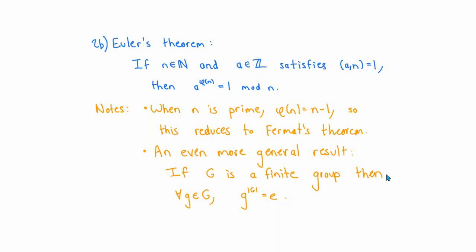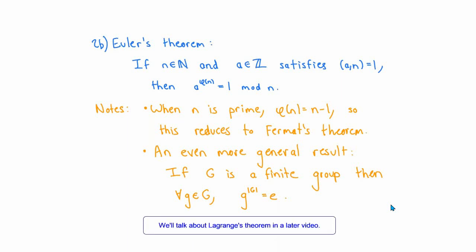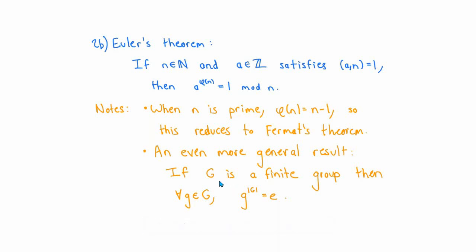This statement is an easy consequence of what's called Lagrange's theorem, which is a theorem that I've mentioned in a previous video. When you apply this statement in the special case when G is the multiplicative group of integers modulo n, you recover precisely the statement of Euler's theorem. Anyway, you don't need to try to think too much about this result now, but this is just to show you where Euler's theorem sits in the larger context of group theory.